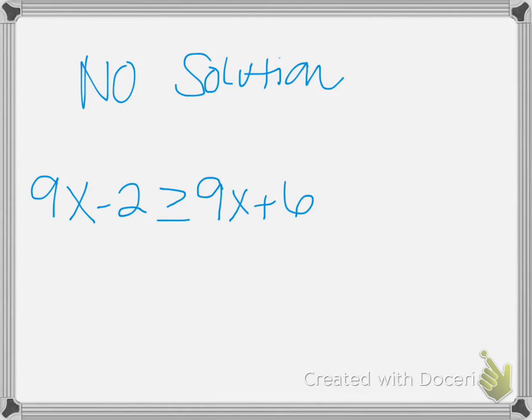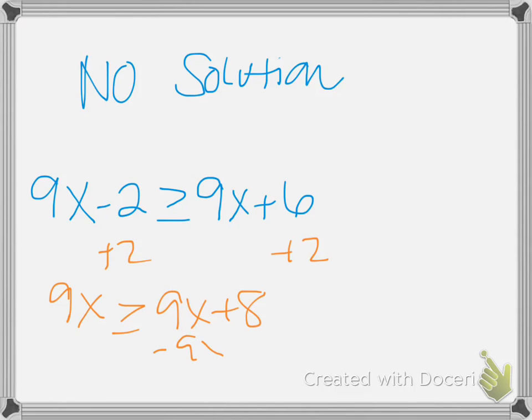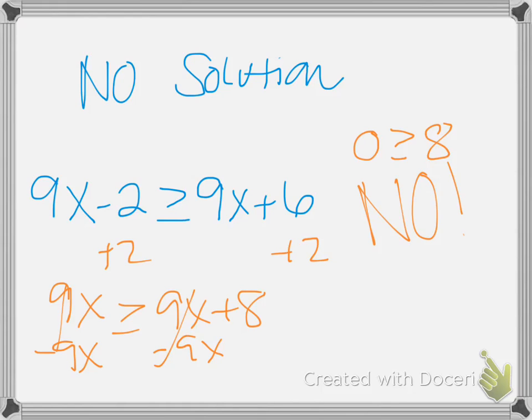No solution. So first I'm going to add 2, because I'm trying to get x by itself, so I'll get 9x is greater than or equal to 9x plus 8. I'm going to subtract 9x. They're both canceling. So right now I have 0 is greater than or equal to 8, because that's what's left. Is 0 greater than or equal to 8? No. So it is no solution. We do not have a solution that, when I plug it in for x, is going to work, because we are trying to find x values that when I put them in, they're going to work.